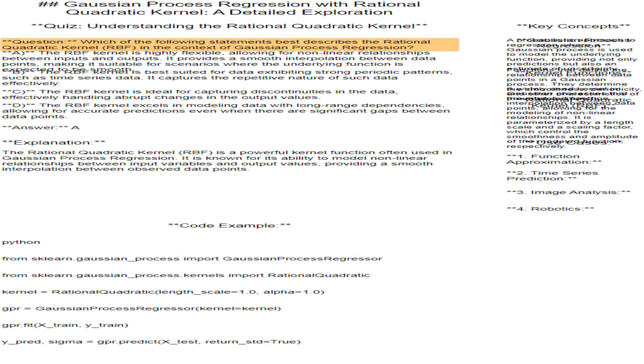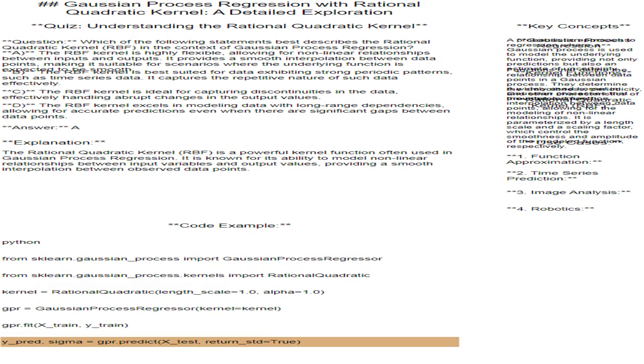between data points. The rational quadratic kernel RBF is a powerful kernel function often used in Gaussian process regression. It is known for its ability to model nonlinear relationships between input variables and output values, providing a smooth interpolation between observed data points. True. The rational quadratic kernel RBF is indeed known for its ability to model nonlinear relationships and provide smooth interpolation between data points. This makes it suitable for situations where the underlying function is expected to be smooth.